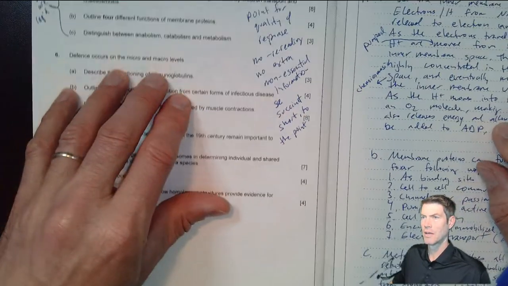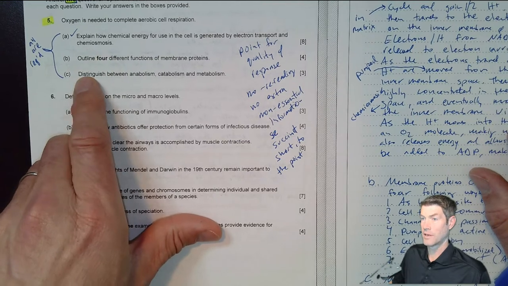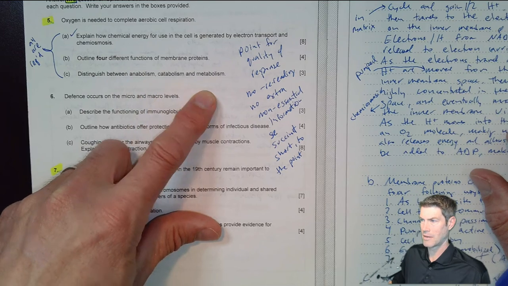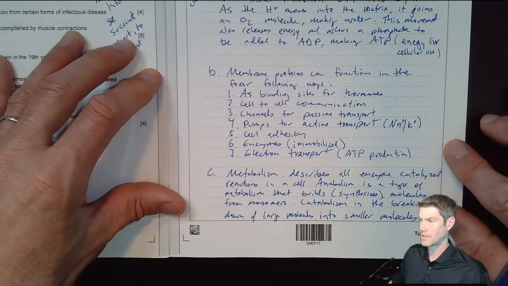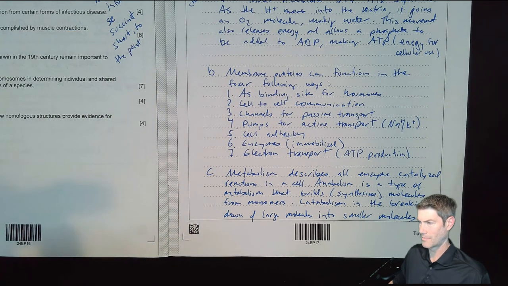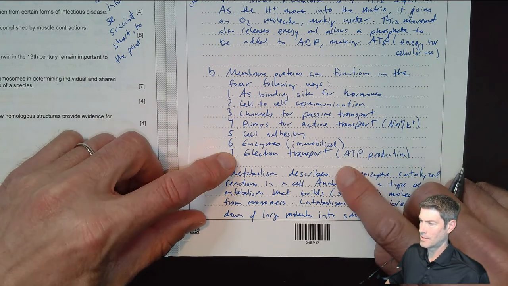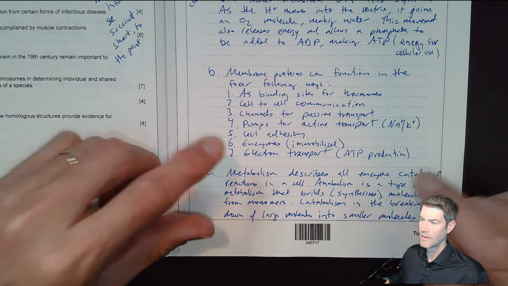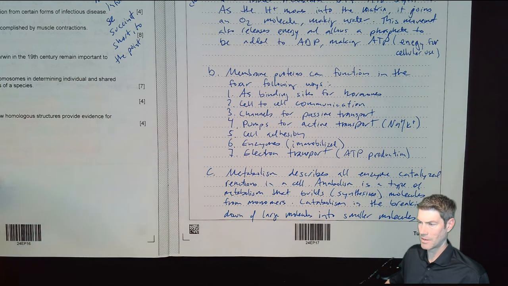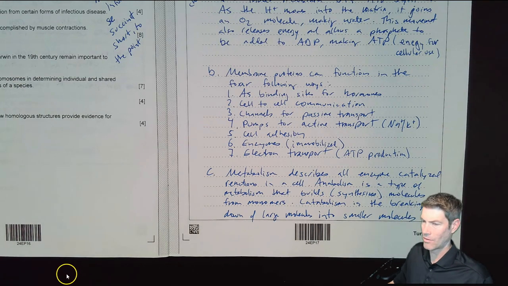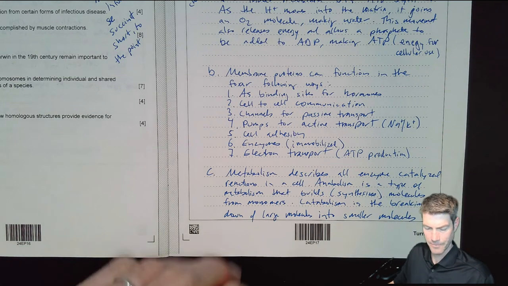The next sub-question for question 5. What is the difference between these 3 terms: anabolism, catabolism, and metabolism? And we see metabolism is all enzyme-catalyzed reactions, including anabolism and catabolism. It is the broad word there. Anabolism is a type of metabolism that builds, synthesizes molecules from monomers. So you get individual molecules, you're building them into larger molecules. And then catabolism is the opposite. You're breaking down large molecules into smaller molecules.